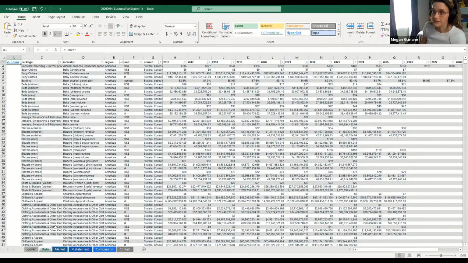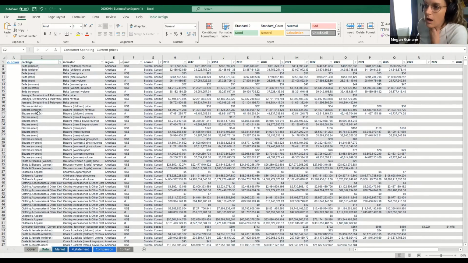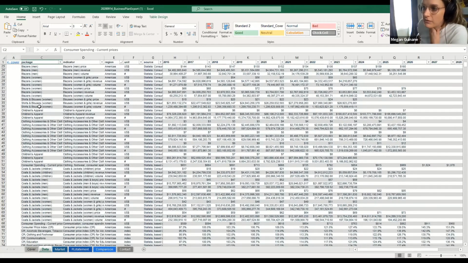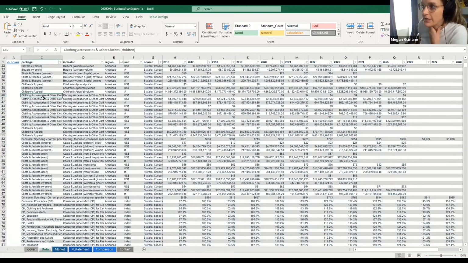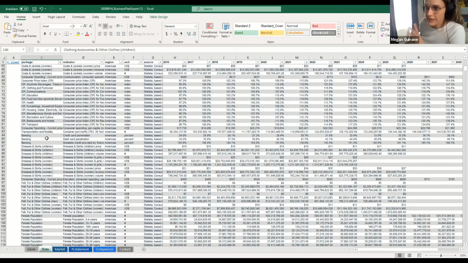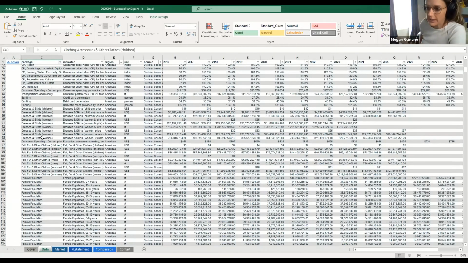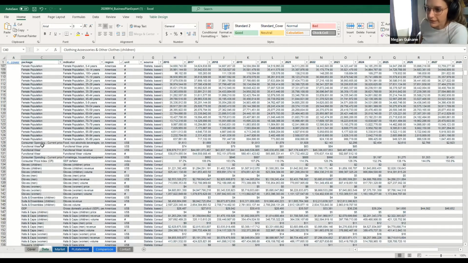This page right here, this is the data. This is the raw data. You can take a look at the numbers for different segments. So everything that's related here, we have consumer spending, blazers, clothing and accessories and other clothes. Everything you can even think of, all these different key market indicators available here.